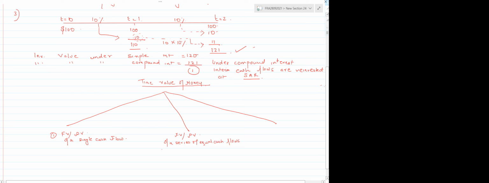Series of equal cash flows are also known as annuity. And on your Texas BA2 instruments, on your Texas calculator, annuity is nothing but PMT. The PMT button on your Texas instrument calculator.